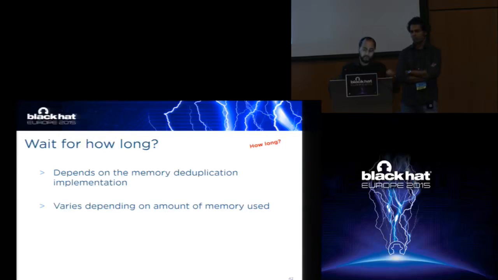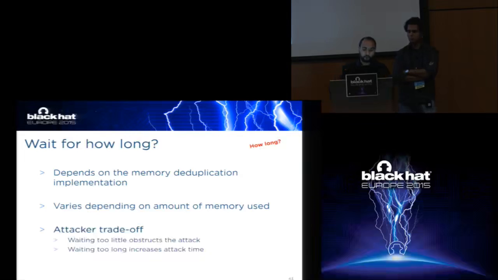So we have to assume that the page that we guess, that we construct, will maybe be compared to the right page right at the end. So depending on how much memory is used, this might take longer. So there is also an attacker trade-off here. If the attacker waits too little, the attack will just not work because the guess will not be merged. And if the attacker waits for too long, then the overall attack time will increase. So there is this trade-off that the attacker has to balance.